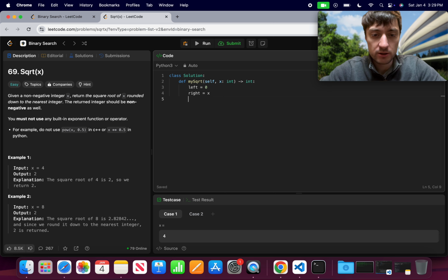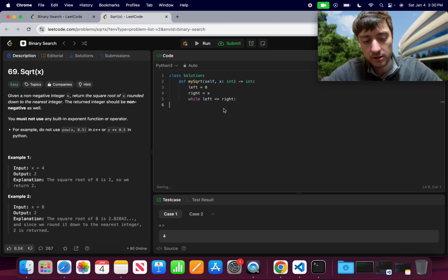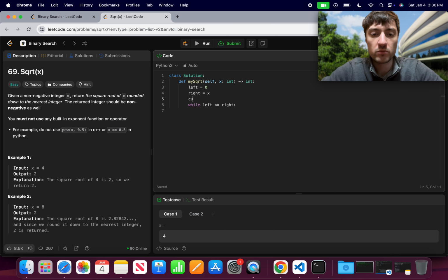Now what do I want to do? I want to do while left is less than, and I'm going to suspiciously say equal to, right. I'm not convinced with this equal sign. We're going to have to think about that. So what do I want to do? I want to say current equals left plus right, and then integer division by 2. So this is just the midway point.